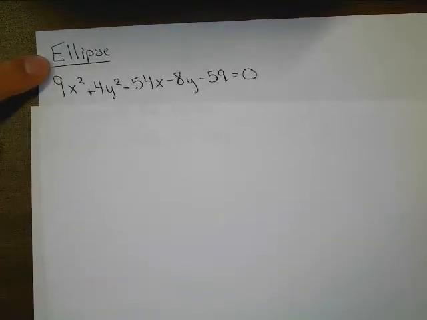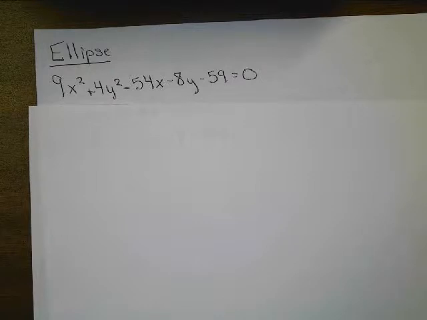So now we're going to dissect an ellipse. And we're going to find the center, the vertices, the co-vertices, and the foci. So here's my equation of an ellipse.